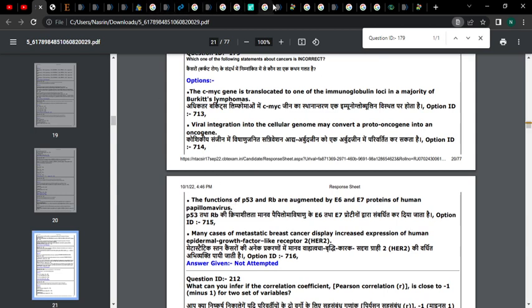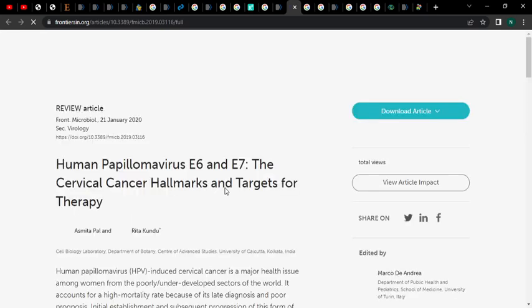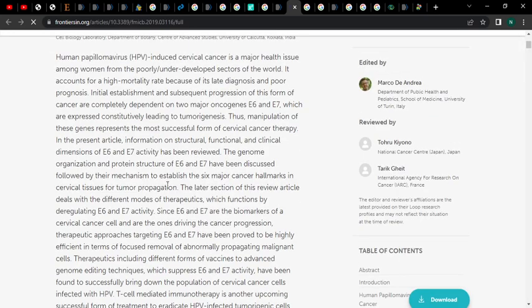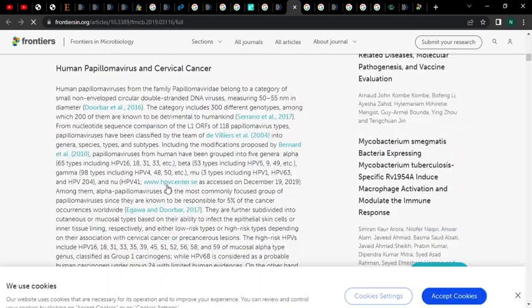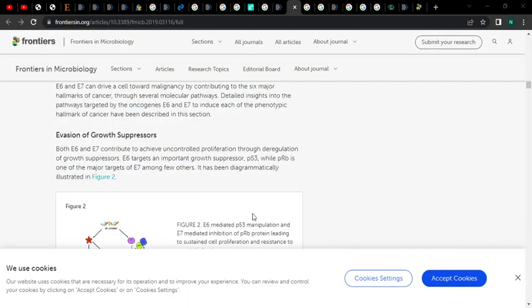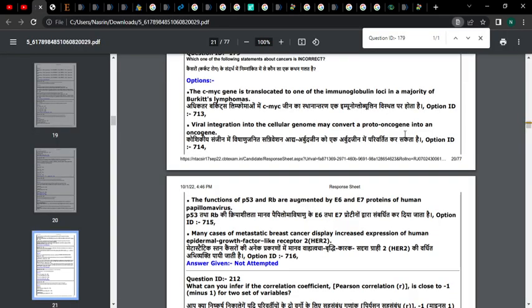Okay, let me share with you about this particular thing. If you check this article, they have clearly mentioned the E6 protein and the E7 protein of the human papilloma virus, friends. In this article they clearly mention that E6 and E7 contribute to the achievement of uncontrolled proliferation through degradation of growth suppressors. So E6 targets the important growth suppressor P53, while RB, retinoblastoma protein, is a major target of E7. What is asked in the question?